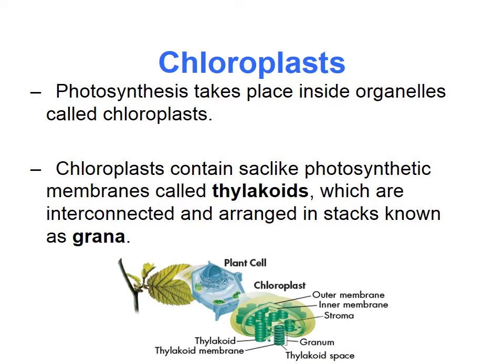Now the chloroplast, remember, is the organelle that does this. Inside the chloroplast there are what are called thylakoids. Thylakoids are the little stacks, if you look at the picture here. Looks like stacks of Mentos or something like that. And the stacks are called grana. So each one of those little discs would be a thylakoid, and the whole stack is called a grana.